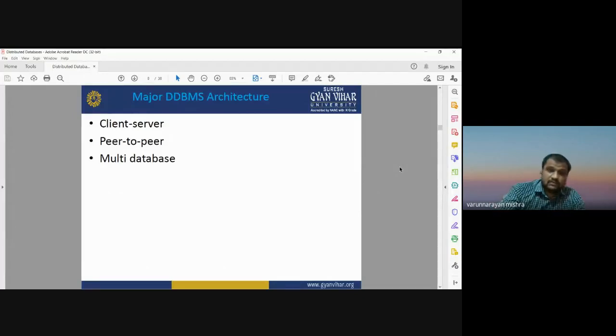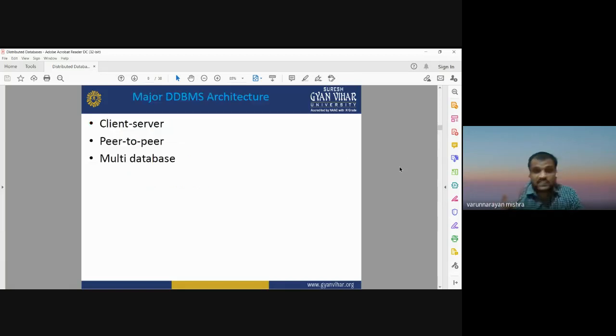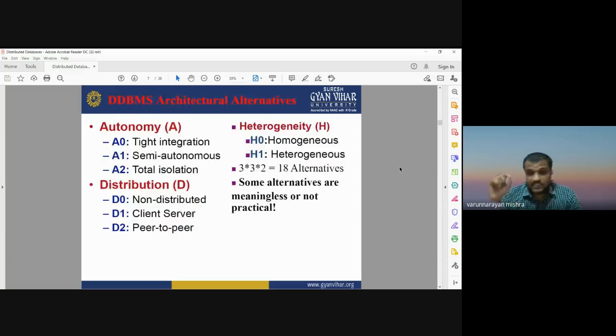So we will see one by one what is client server. Under client server, the distribution of the architecture of the database is written as A-x D-1 H-y. It means, as I have already discussed, autonomy will be described by A, heterogeneity will be described by H, and distribution will be described by D. So we have three options: A, D, and H.